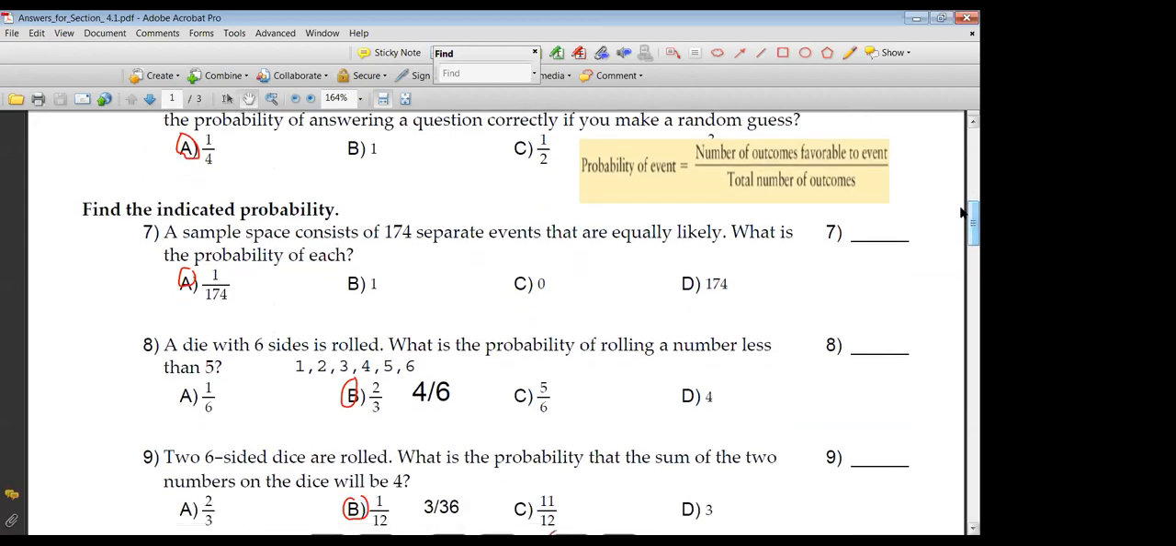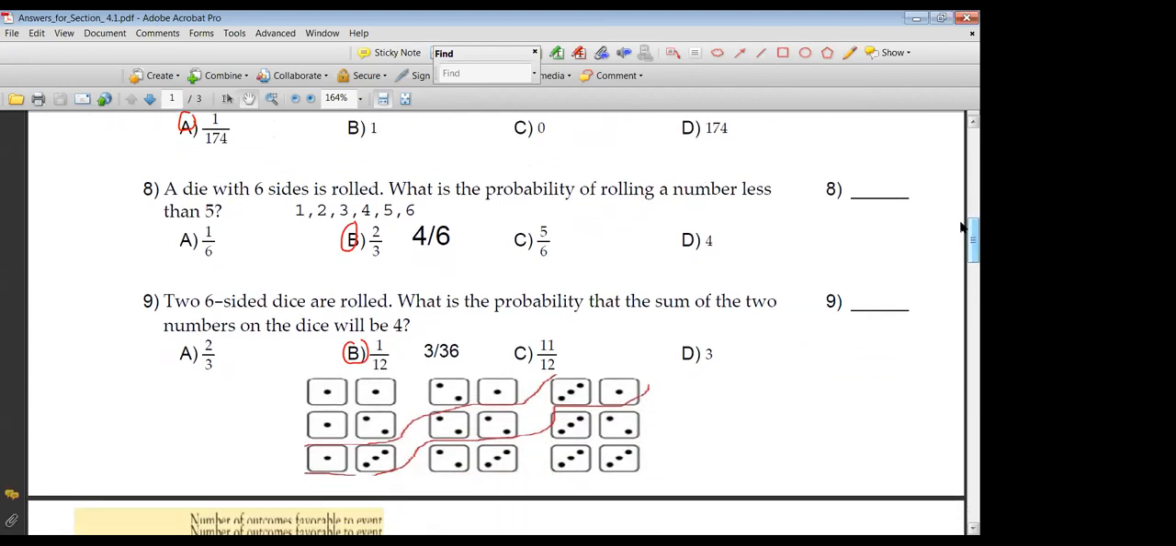Sample space consists of 174 equally likely outcomes. What's the probability of each? Well, one over 174. Each one has a 1 over 174 chance of being selected.